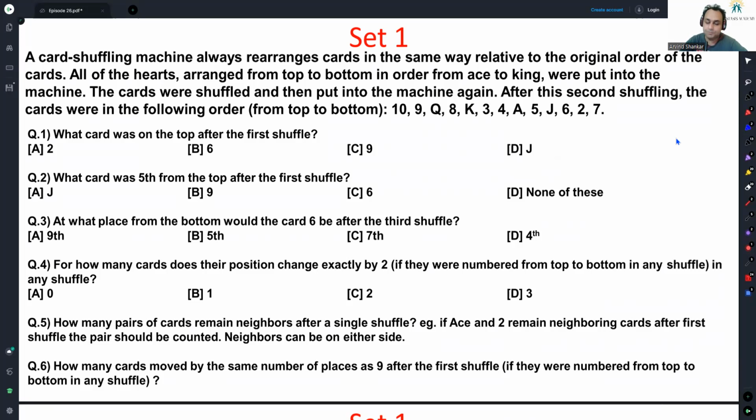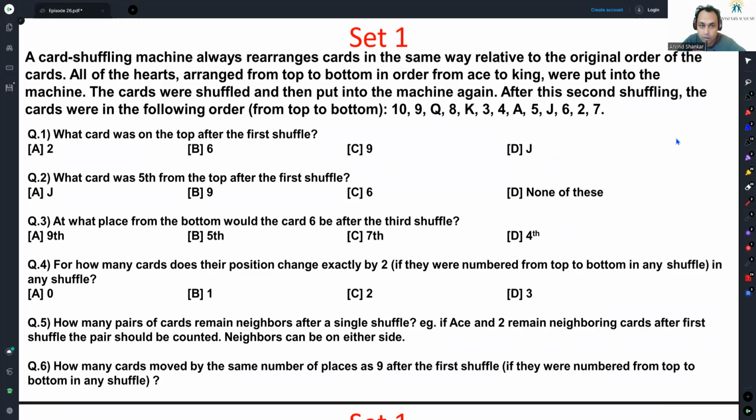How many pairs? Basically, we are expected to figure out the order in which shuffling takes place. The set has very little initial information, but the subsequent information is all about in what order the shuffling takes place. We have to figure that out.